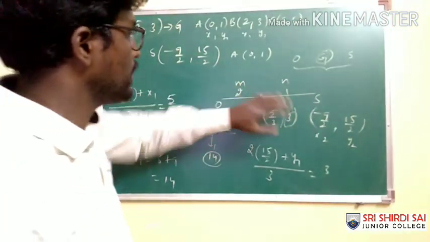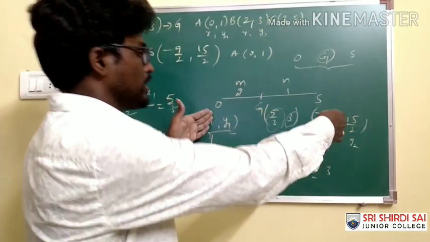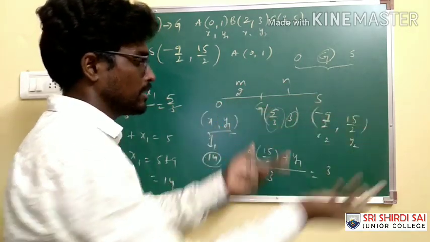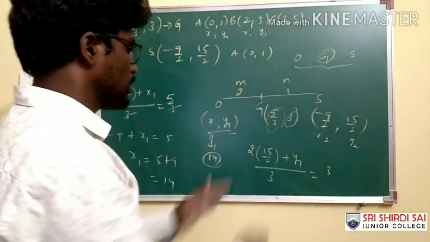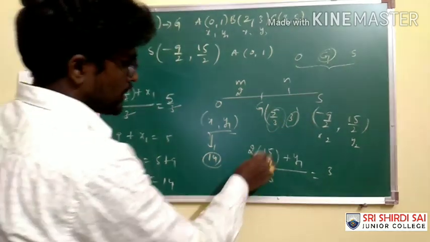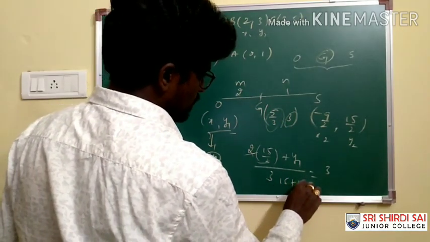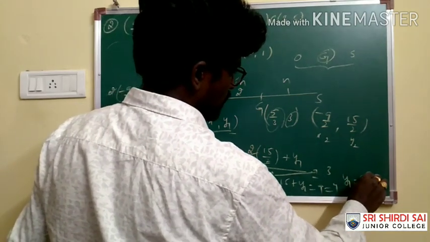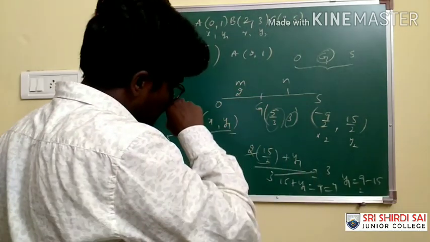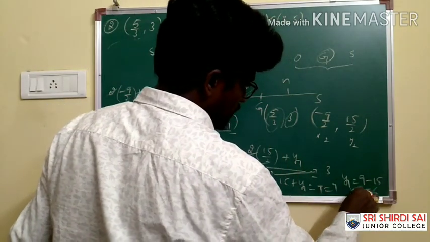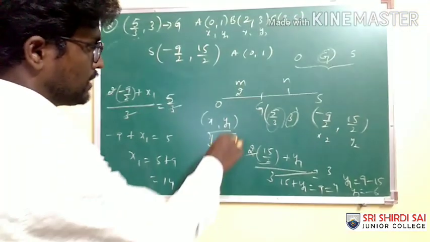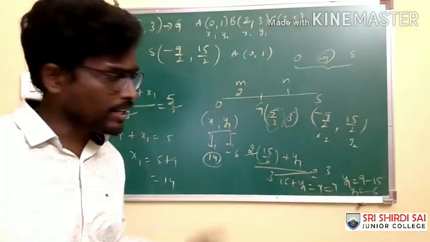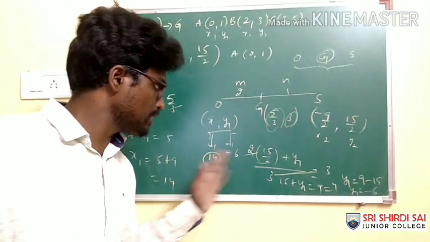Listen carefully. Here G divides OS internally. So for these two points, we are applying the section formula, internal division using 2:1 and these two coordinates, and equating to 5 by 3 comma 3. The x coordinate is equated to 5 by 3 and the y coordinate is equated to 3. Now these two get cancelled. 15 plus y1 is equal to 9 on cross product, so y1 is equal to 9 minus 15. What is 9 minus 15? Minus 6. What is y1? Minus 6. Hence the coordinates of the orthocenter are 14 comma minus 6.